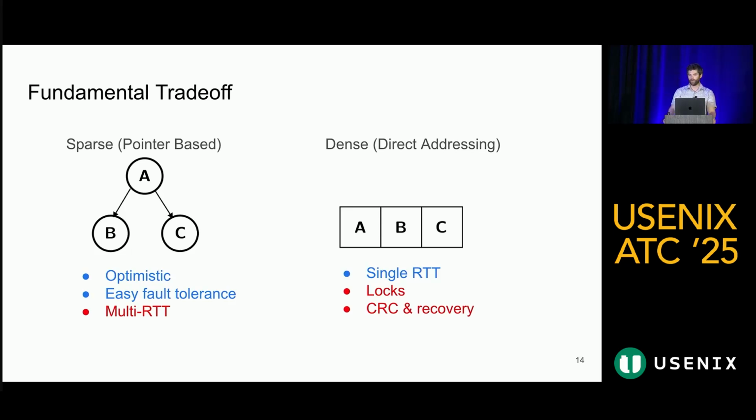Traversing pointers in remote memory requires multiple round trips, and this often leads to common case implementations where the round trips escalate. In contrast, dense structures can be indexed using a single round trip, but they incur additional complexity. So the moment that you have multiple clients, each accessing shared memory, you need locks to guard access to them. And also, you need to guard against failures. So if there's a partial write that's been done, you need to protect your data integrity with CRCs and recovery mechanisms.